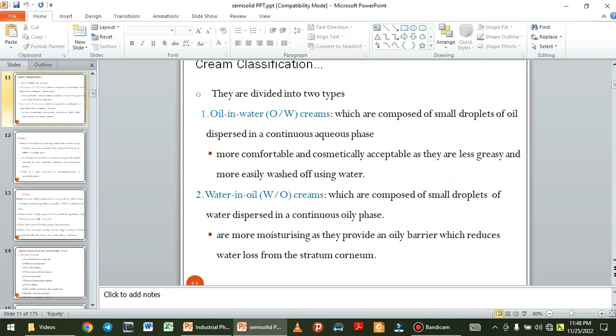Water in oil and oil in water depend upon the dispersed phase and the continuous phase. When we say oil in water cream, it is composed of small droplets of oil, that is the dispersed phase of oil, dispersed in the continuous phase of aqueous, which is water. The second one is water in oil, which has a continuous phase of oil, with high amounts of oily, lipophilic character. So in a water in oil emulsion, a small water droplet can be dispersed in the continuous phase of oil.